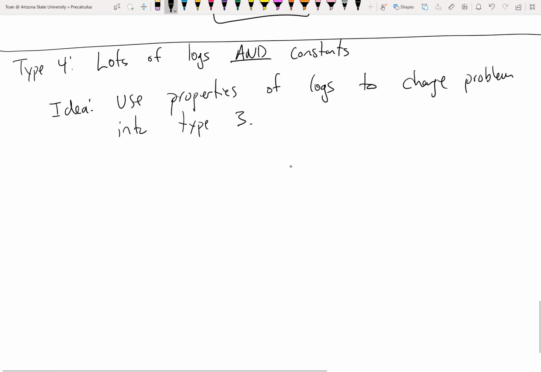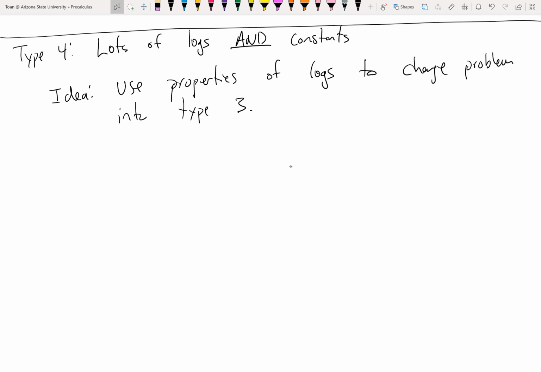Well, before I can use properties of logs, you sort of want to gather all the logs together. So implicitly, even though I didn't say it, properties of logs only work with logs. So if you had logs on both sides of the equal sign, you'd probably want to carry them over to both sides. So this is what I mean. Let's take a look at this example. Suppose I ask you to solve log of x plus 2 equals 1 minus log of x minus 1, right?